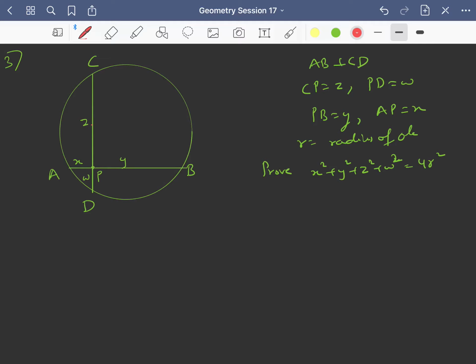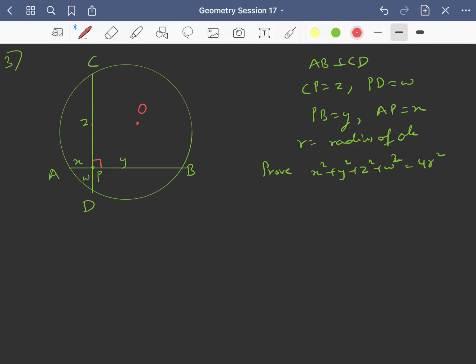Yes, let us discuss. So there are two chords AB and CD of a circle which are perpendicular. Okay, so this is 90 degrees, and you are given the lengths of AP as X, PB as Y, PD as W, and PC as Z. Okay, so you need to find the radius of the circle in terms of X, Y, Z, W, or you need to prove that X square plus Y square plus Z square plus W square is 4R square. This is what you need to do.